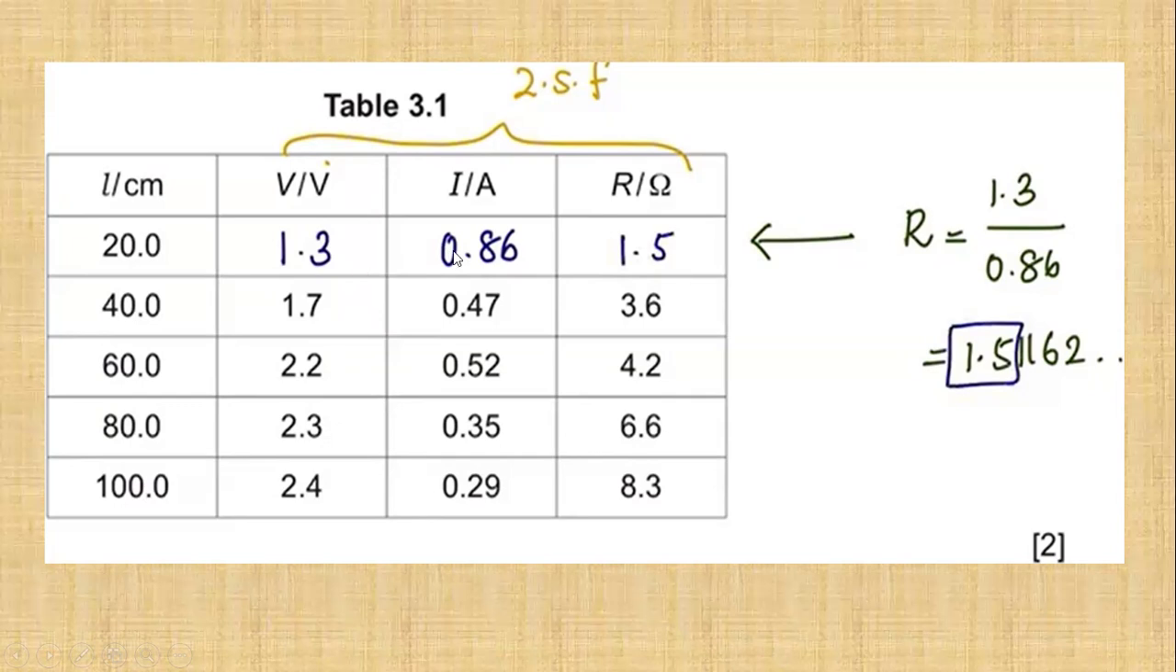So for those that were missing, you have to write them with the same number of decimal places or significant figures. That's a very important thing. Sometimes you may lose a mark here. For example, if we calculated it here and got 1.51162, we will write it as 1.5, to the appropriate number of significant figures. That's a very important thing.